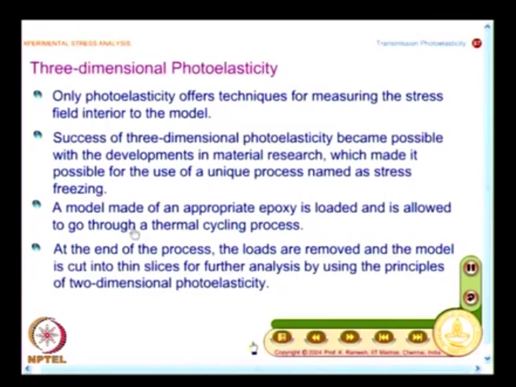So, what do you do in this? A model made of an appropriate epoxy is loaded and is allowed to go through a thermal cycling process, because at the end of the process the stresses get locked. You call this stress freezing. We will also see an analogy for why we call it stress freezing. So, what you find is the model goes through a thermal cycling process with the loads applied, and at the end of the process the loads are removed and the model is carefully cut into thin slices. That is very important. If you do not slice it properly, the process of slicing can introduce machining stresses. That should be avoided. You have to be very careful in doing it.